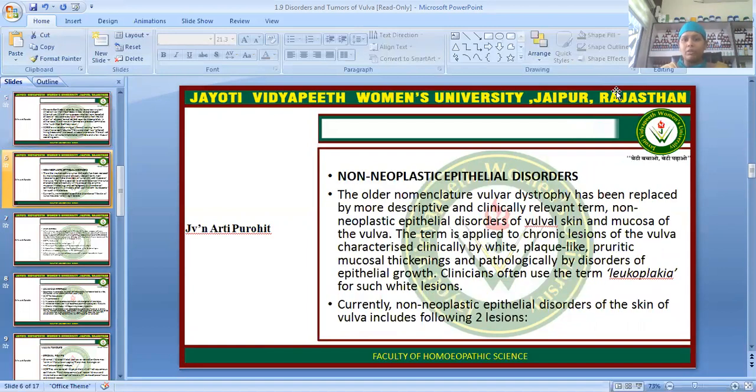Non-neoplastic epithelial disorders. The older nomenclature, vulval dystrophy, has been replaced by a more descriptive and clinical relevant term, the non-neoplastic epithelial disorders of vulval skin and mucosa of the vulva. The term is applied to the chronic lesions of the vulva, characterized clinically by white, plaque-like, pruritic mucosal thickening and pathologically by disorders of epithelial growth. The clinician often uses the term leukoplakia for such white lesions. Currently, the non-neoplastic epithelial disorders of the skin of the vulva include two lesions.